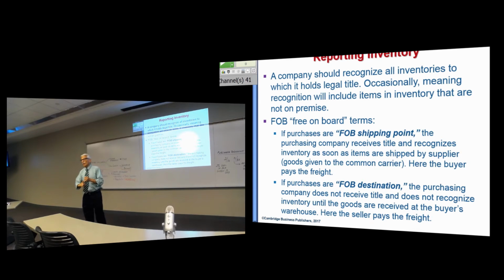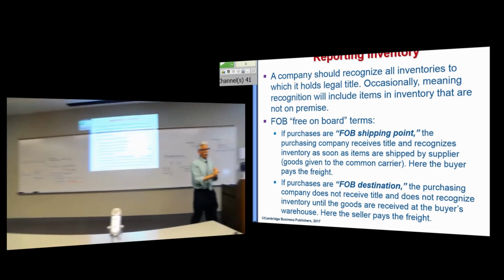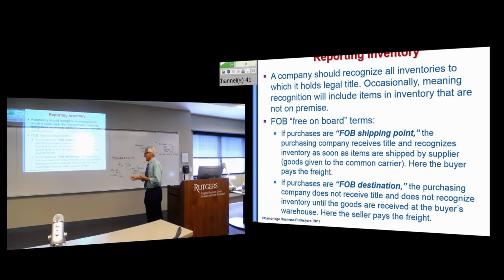So FOB shipping point means the buyer gets title and is responsible for the freight as soon as the goods are handed over to the common carrier. So again, FOB shipping point, the buyer pays the freight. The buyer has legal title as soon as the goods are handed over to the common carrier.